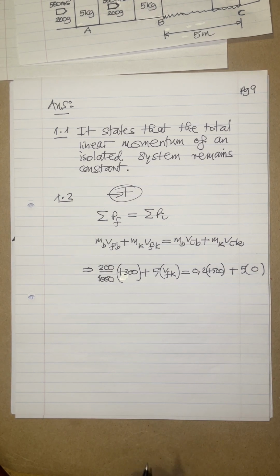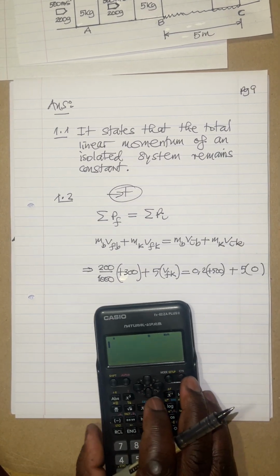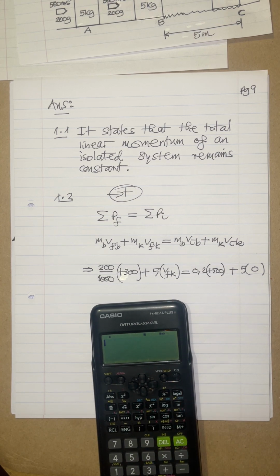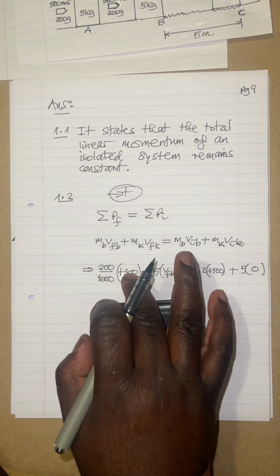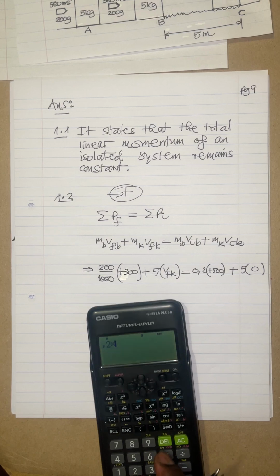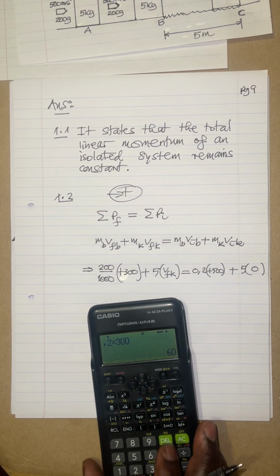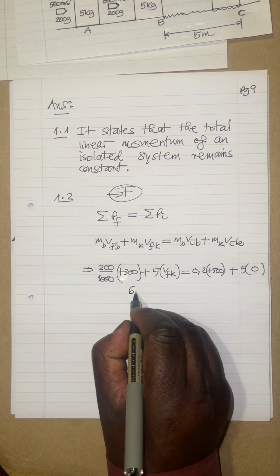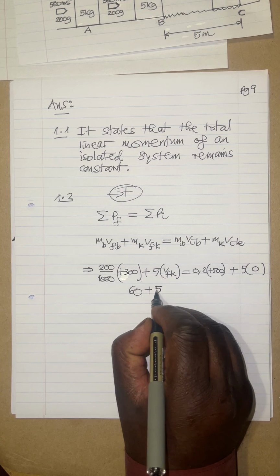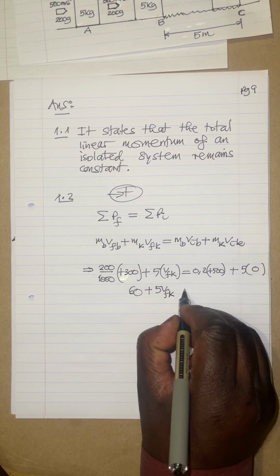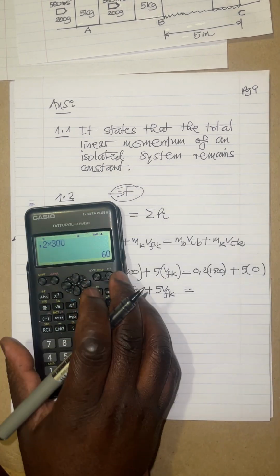This is what we have. Now, the only unknown is this one. Let's perform the calculations. I may actually use a calculator to simplify everything and spend less time. It's going to be 0.2 times 300, the answer is 60. So this is 60 plus 5 V final of the block is equal to 0.2 times 500.